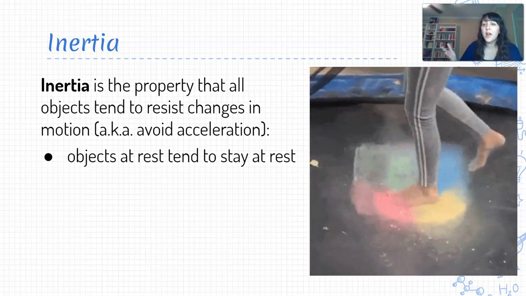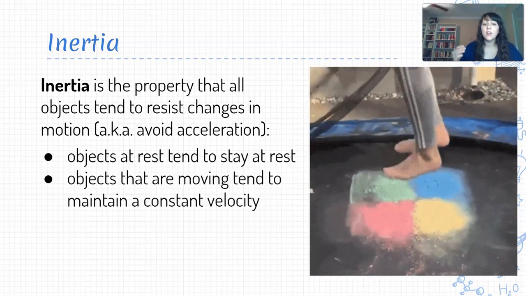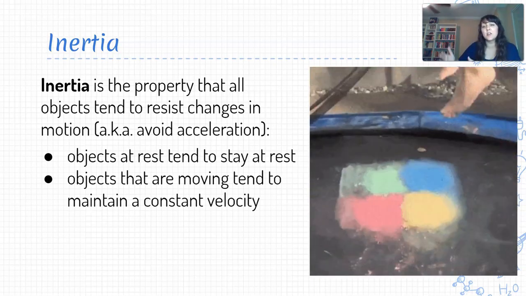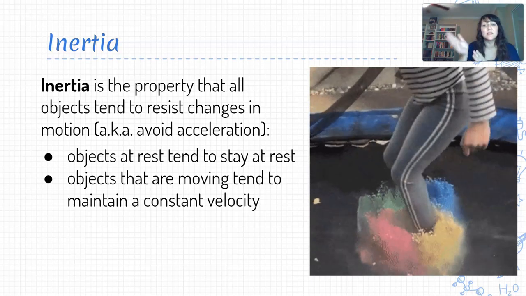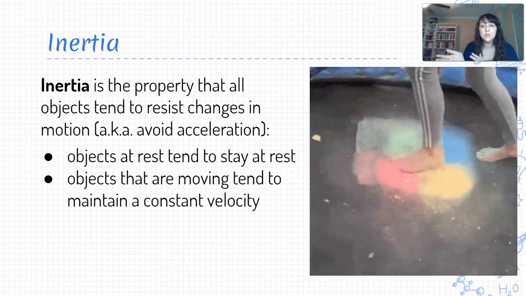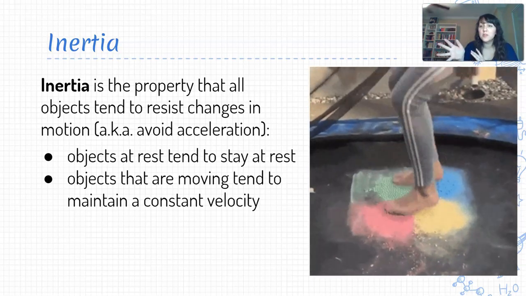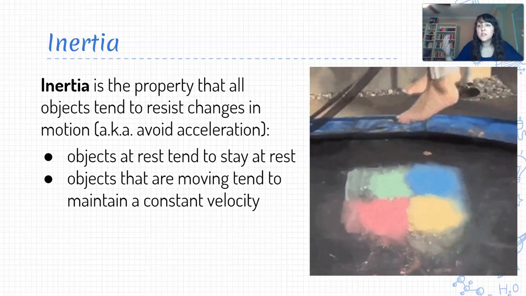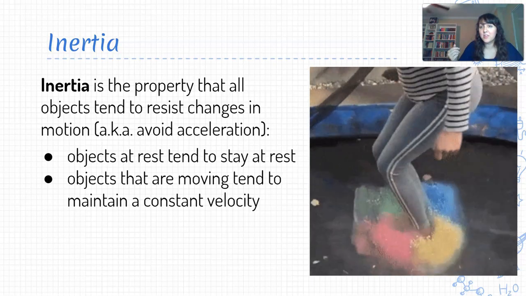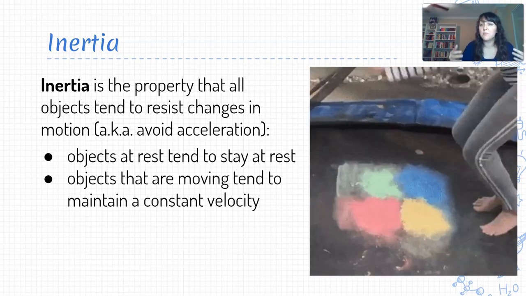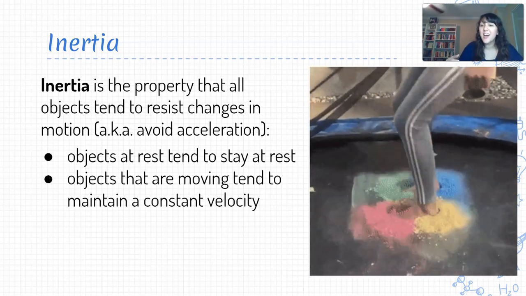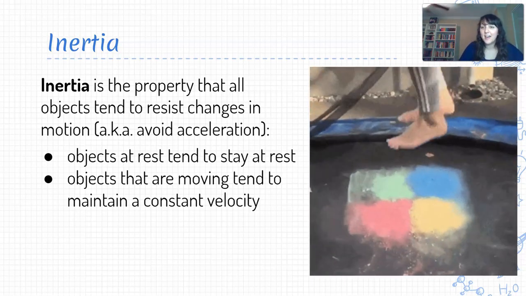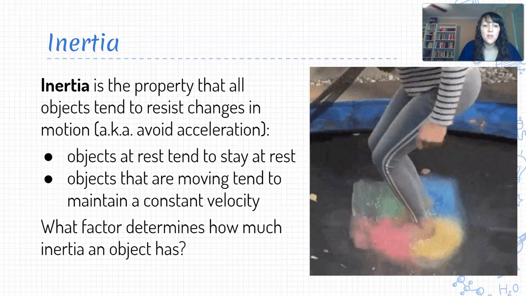So objects that are at rest tend to stay at rest, and objects that are moving tend to maintain a constant velocity. So they tend to keep moving in the same direction, at the same speed, don't want to speed up, don't want to slow down, no thank you, just let me keep doing my thing. All right, so this is the idea behind inertia, that things try to avoid changes in motion, avoid acceleration. They kind of want to just keep maintaining the same velocity that they've already had. Thank you very much. All right.